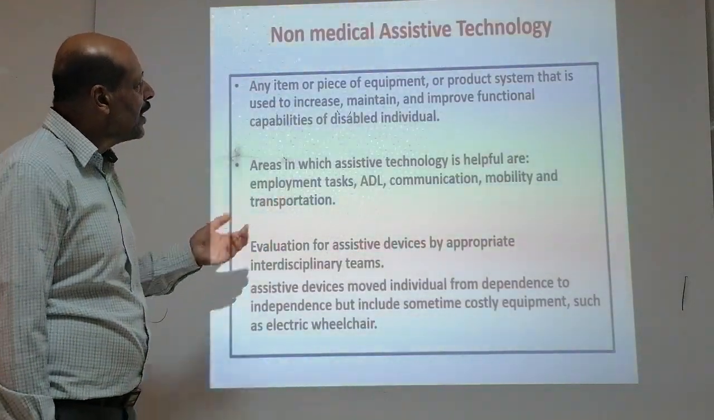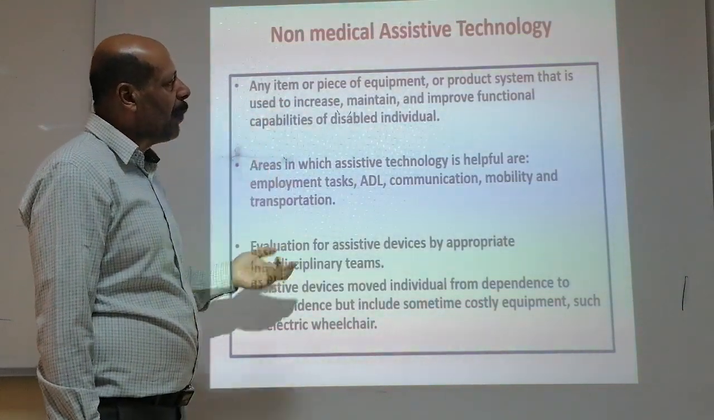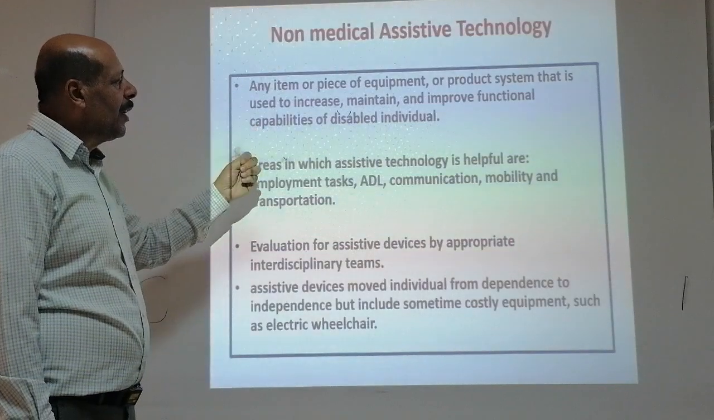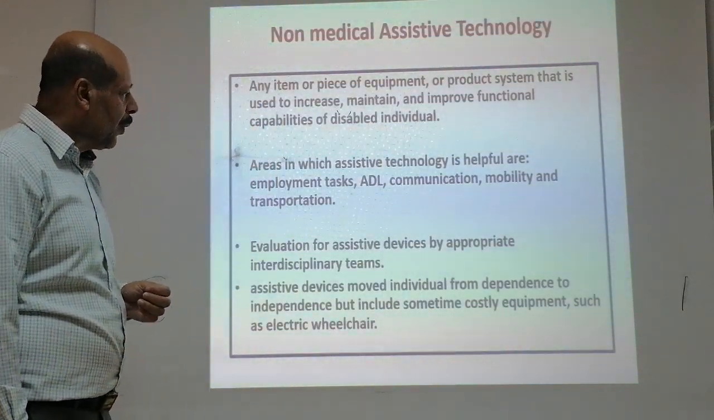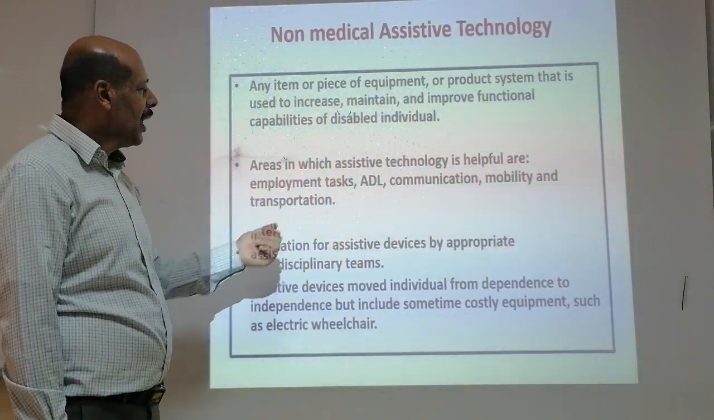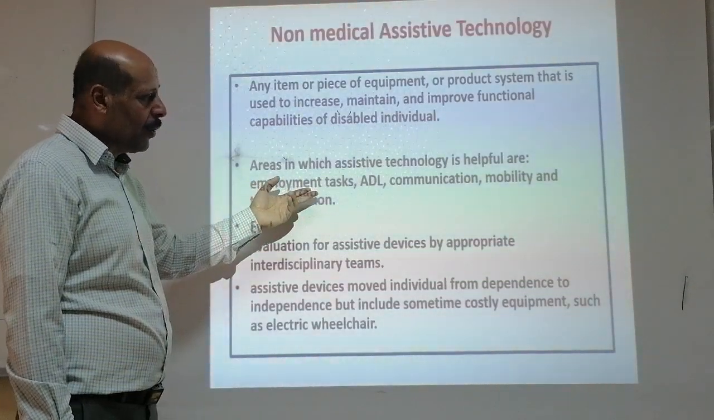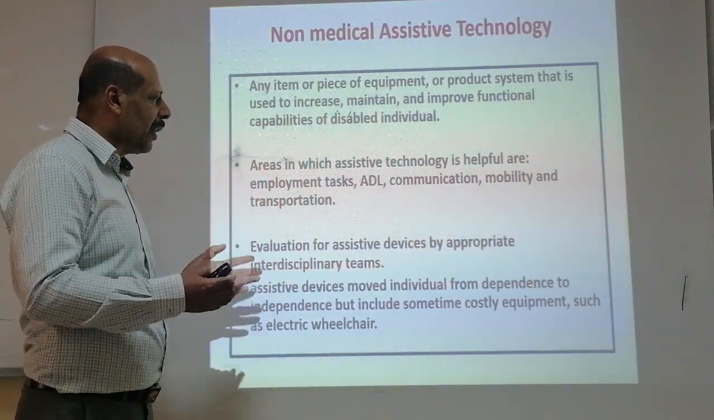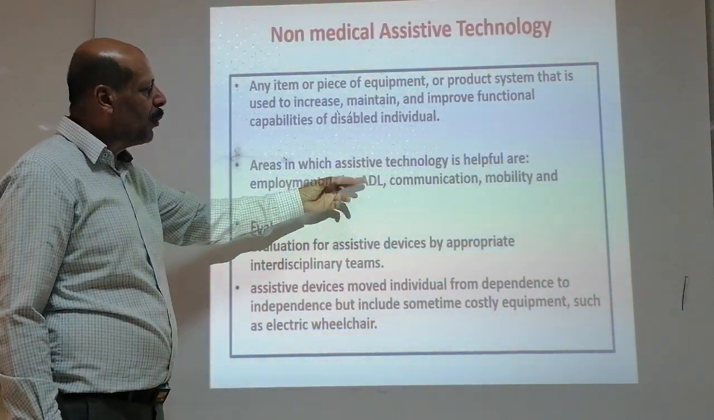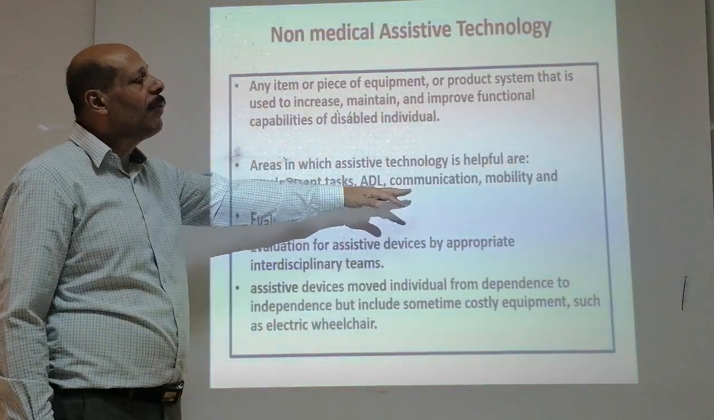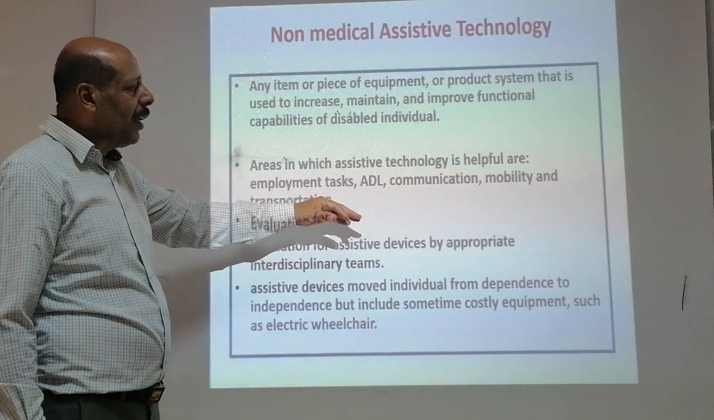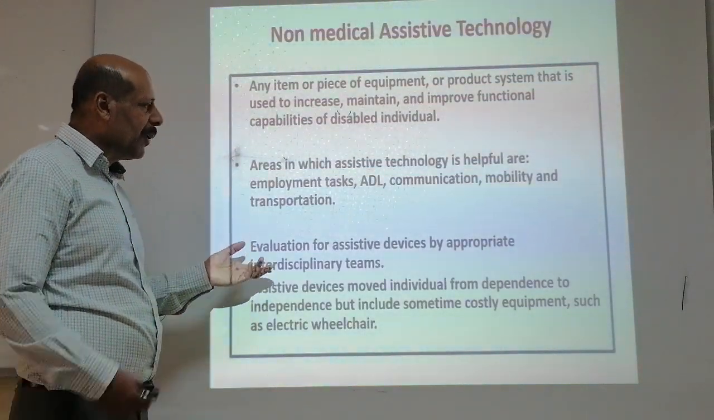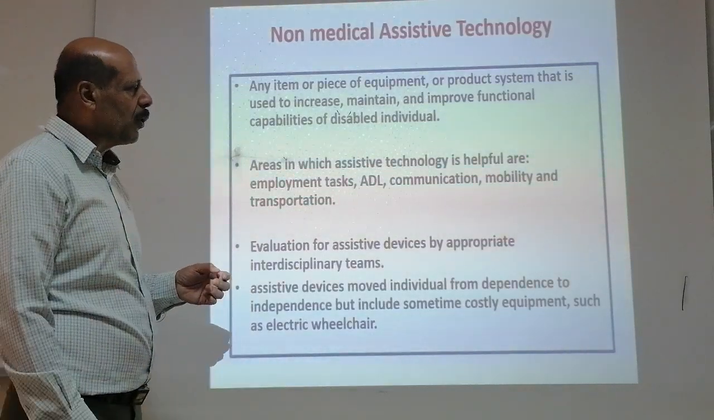Non-medical assistive technology is any item, piece of equipment, or product system used to increase, maintain, and improve the functional capability of a disabled individual. Areas in which assistive technology is helpful are employment tasks. So they might need a device that will help them to do their work in the working area, or a device to help them do their activities of daily living, or a device to help them communicate with others, and for mobility and transportation. Those will be developed by engineering according to those people.